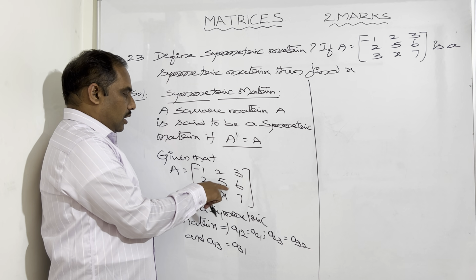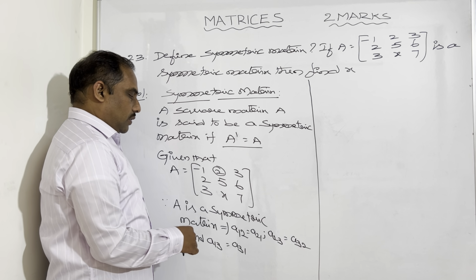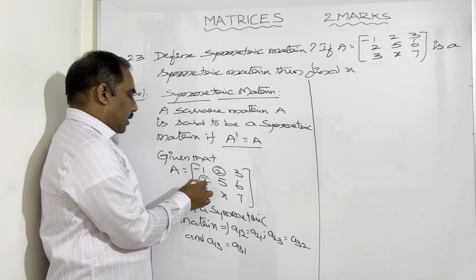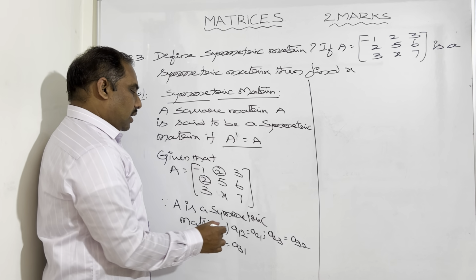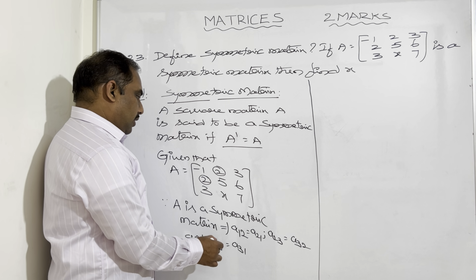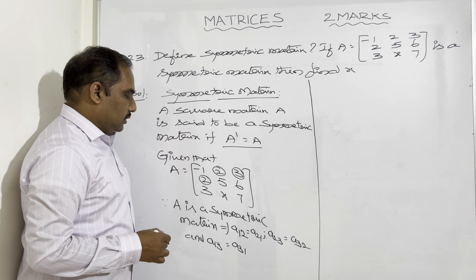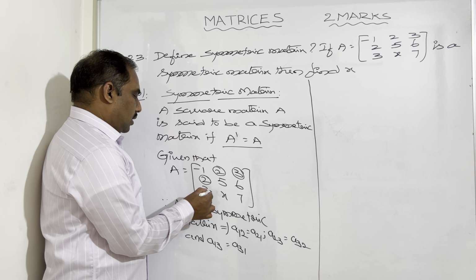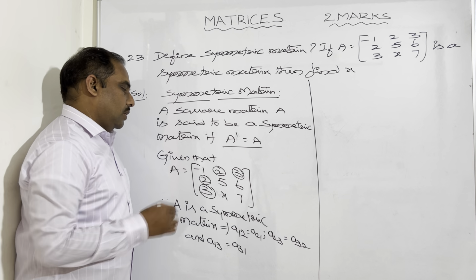The 1 2 element means the first row second column element, that is 2. The 2 1 element is the second row first column element. Observe both are the same. Similarly, A13 means first row third column element, that is 3, which is equal to A31, the third row first column element. Both are the same.